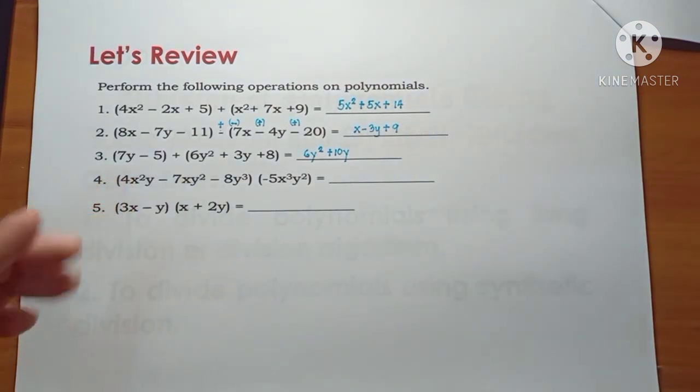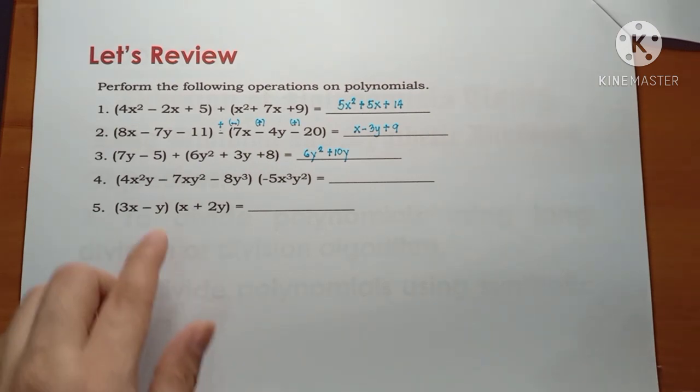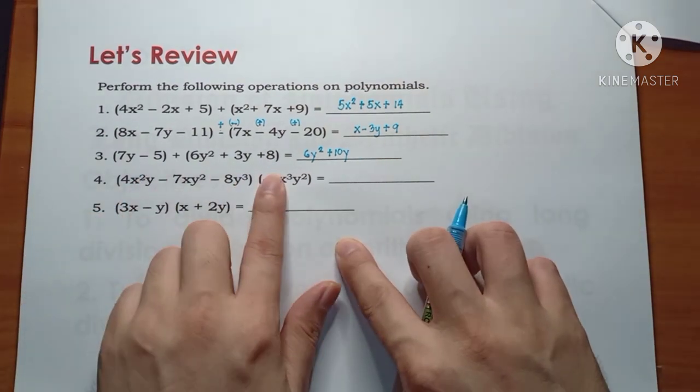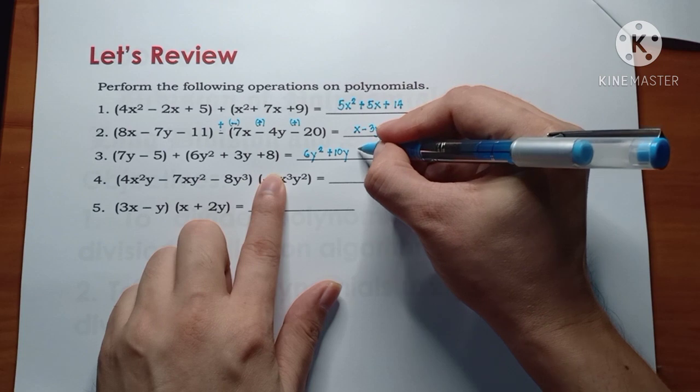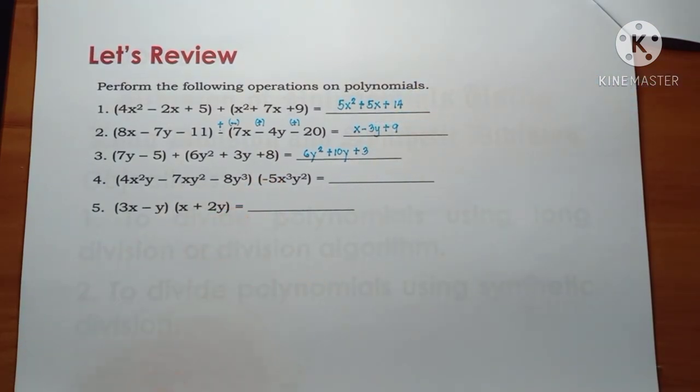So, ganun lang. Dapat, wag nating madaliin. Dapat paunti-unti. So, yung constant muna bago yung kanyang literal coefficient para hindi tayo malito. Pero kung sanay na, pwede naman kayong diretso-diretso na. And then, negative 5 plus 8 is positive 3. So, our answer is 6y squared plus 10y plus 3.